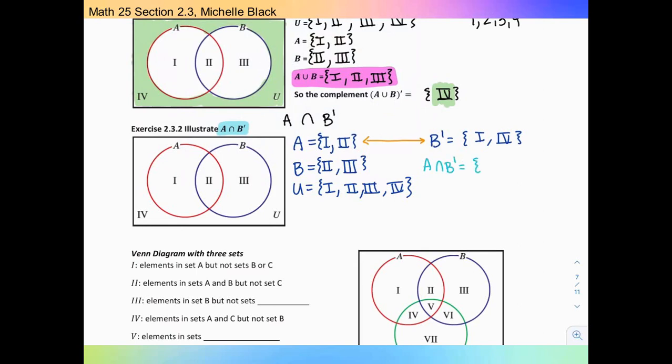Remember, intersection are just where they touch or what they have in common. So it has to be something that's in both of them. And the only region I see that they both have is region 1.